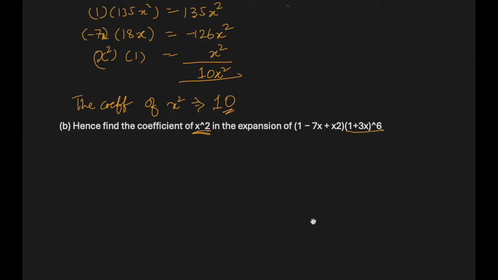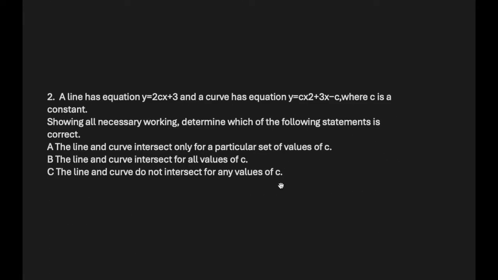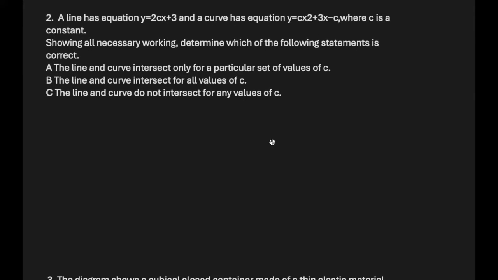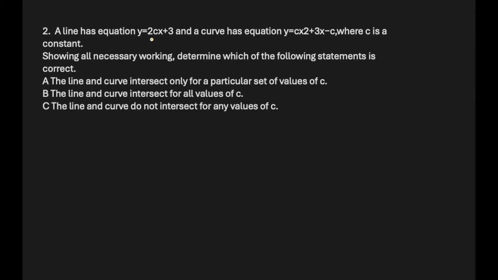Alright, let's move on to the next question, which is this. A line has this equation. So it's a line, of course, because its degree is 1, a linear function. And a curve has this equation, cx squared plus 3x minus c. So there are two c's in this, where c is a constant. Showing all necessary workings, determine which of the following statements is correct. In all these years I've seen a question like this for the first time.